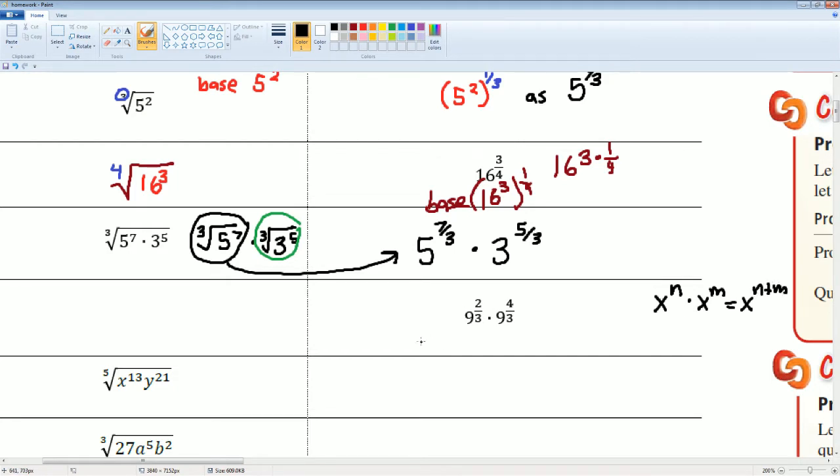So this is what I'm going to do. I'm going to do 9 to the 2 over 3 plus 4 over 3, because you can just add this. So let me just do that on the side. 2 over 3 plus 4 over 3. So 2 plus 4 is 6, 3 and 3 is just 3. This can be simplified: 6 over 3 just becomes 2.